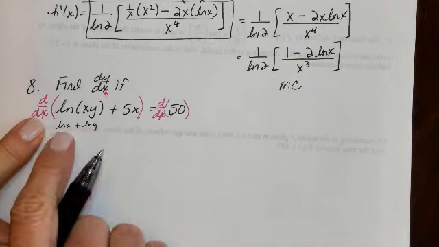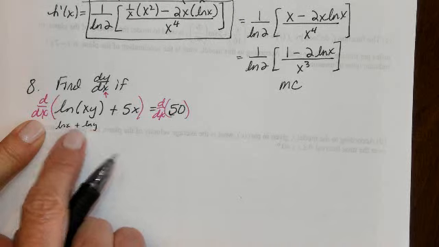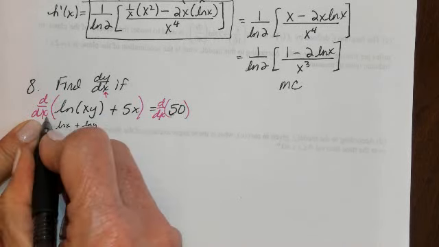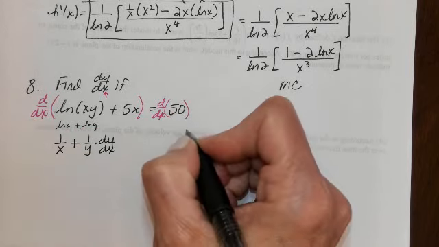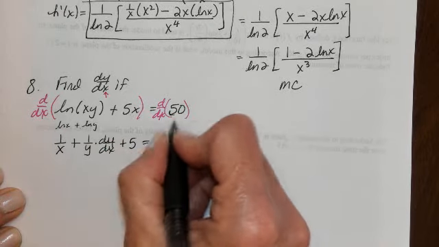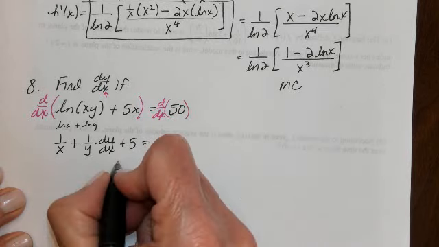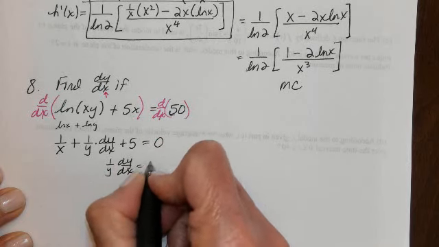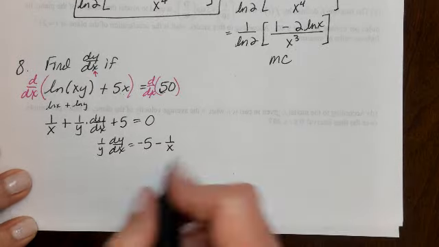So the derivative with respect to x, the easiest way to do this is not using the product. I could use the product rule, but the easiest way to do it is just to write this as 1 over x plus the derivative of ln y with respect to x, which will be 1 over y dy dx, right? Plus the derivative of 5x with respect to x is 5. The derivative of 50 with respect to x is 0. And now just solve this for dy dx. So 1 over y dy dx will be negative 5 minus 1 over x. Multiply both sides by y.